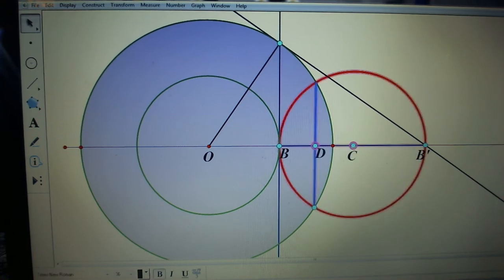Next step in the construction is make a Euclidean segment from B to B inverse, get its midpoint, which I called C, and then construct this radical axis, this segment that joins the two points of intersection of the two circles. So we're going to use this stuff to make the next thing, which is a circle.